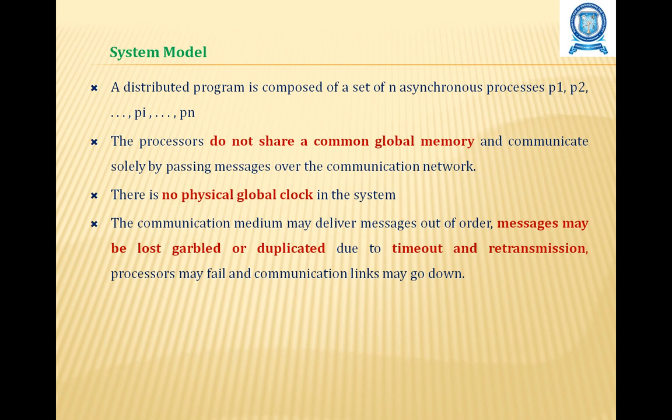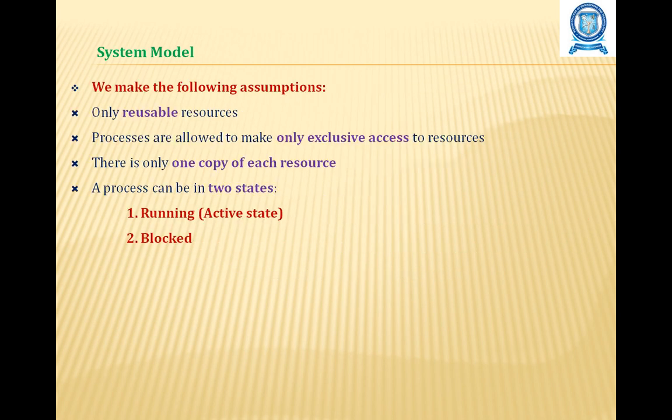There is no physical global clock in the system to which processors have instantaneous access. The communication medium may deliver messages out of order. Messages may be lost or duplicated due to timeout and retransmission. The processors may fail and communication links may go down. These are all the assumptions made in this system model.